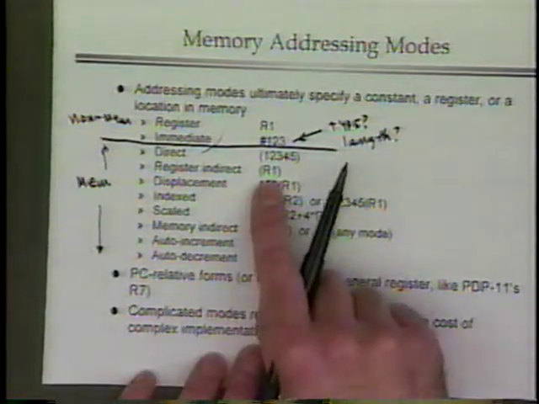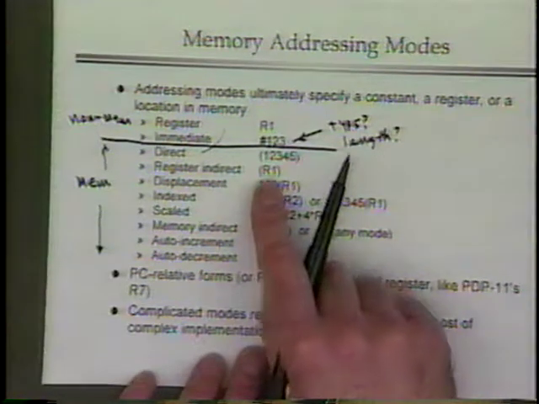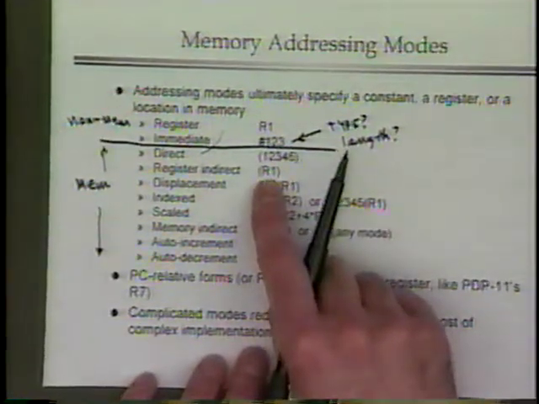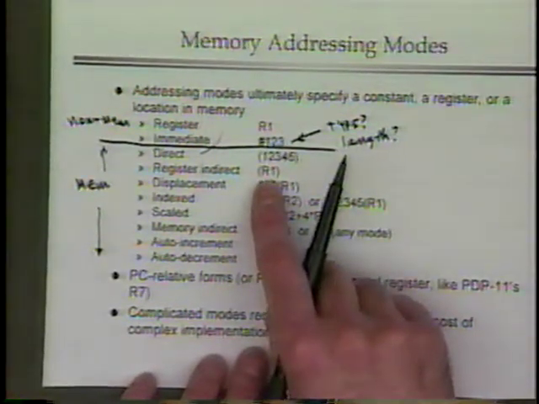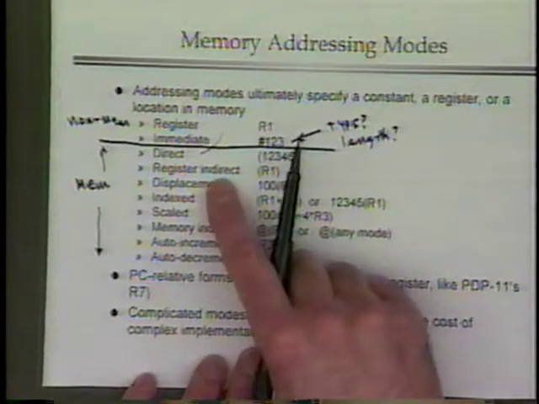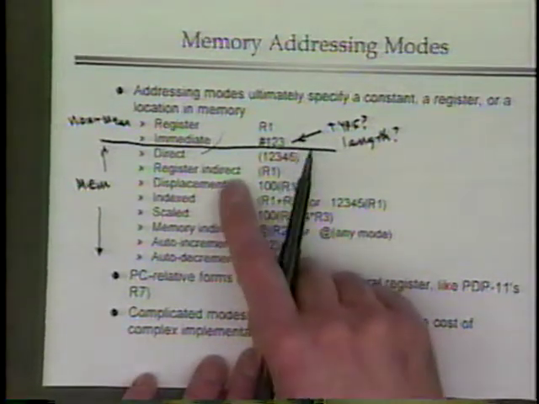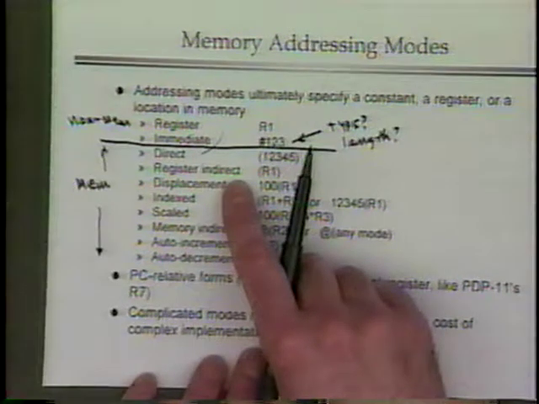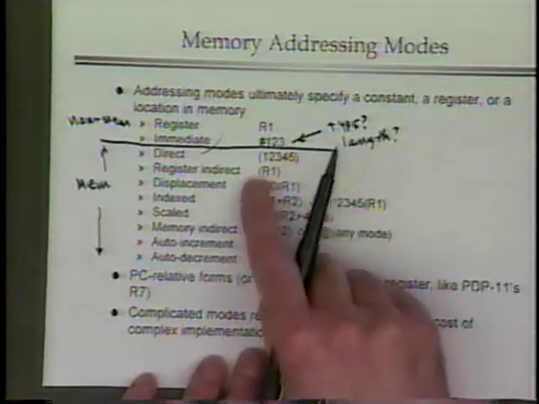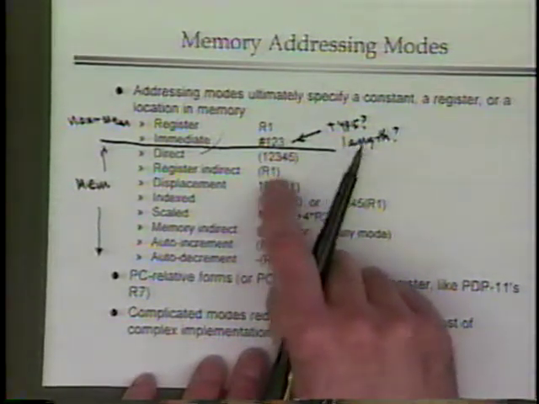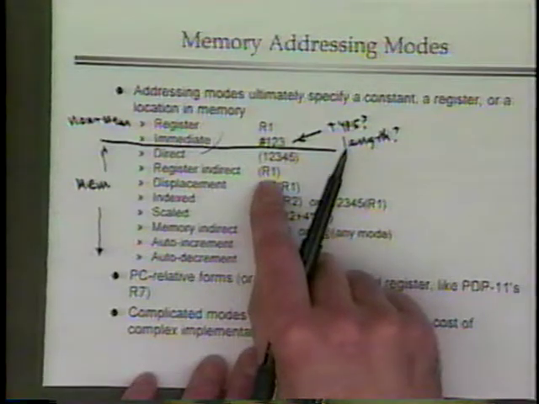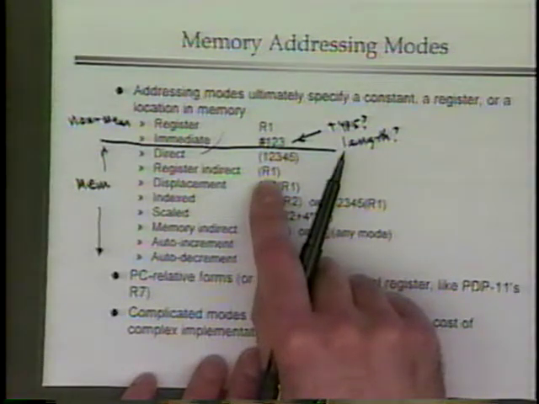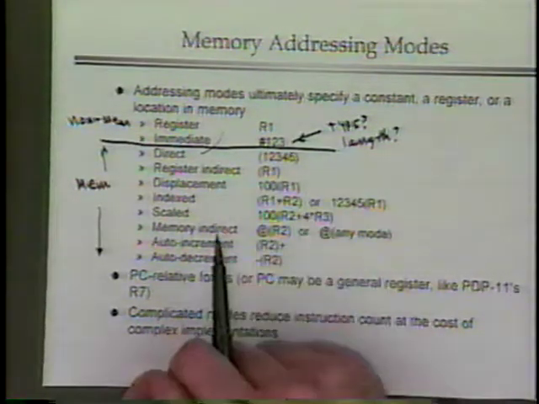More popular than that is register indirect, where the contents of the register contains the address of the memory location to reference. You'll see indirect and deferred used in essentially the same way. This is also register deferred. So somehow at execution time you've got to arrange to put within that register the address of the memory location you want to reference.